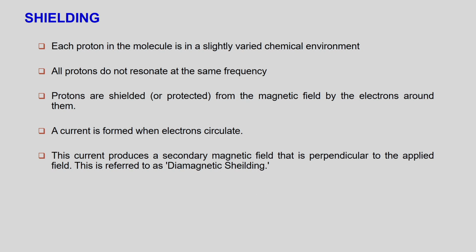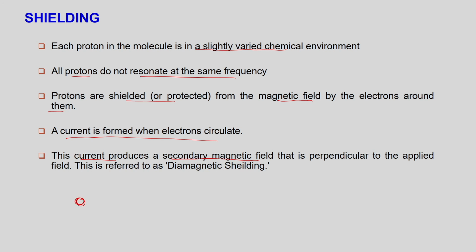So, again just summarizing the shielding part, each proton has a slightly different chemical environment. All protons will not resonate at the same frequency. As I told you, different protons at different areas will resonate in a different manner. Protons are shielded from the magnetic field by the electrons surrounding them. A current is formed when electrons circulate. This current produces a secondary magnetic field, as I told you.